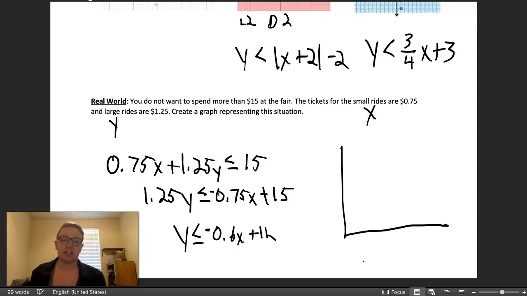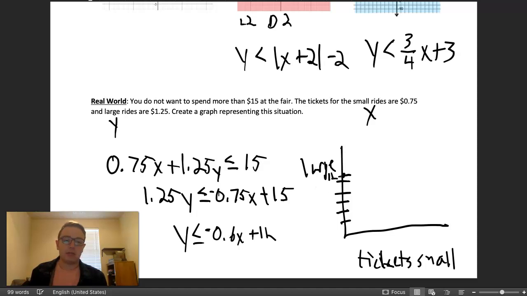Where we look at this, we say this is our tickets for small rides, and this is our large tickets. We know we can get up to 12 of these: 2, 4, 6, 8, 10, 12. And we would have to do the intercept the other way. But what we know is we go down 6 for every 10 we go across. So I don't know how many of these we'll need. Let's just actually find the intercept. That'll probably make our lives easier.